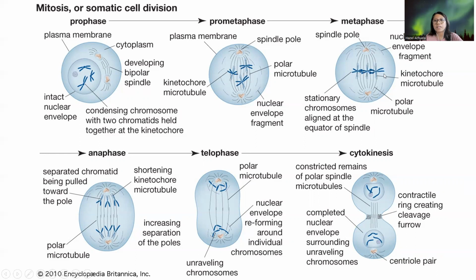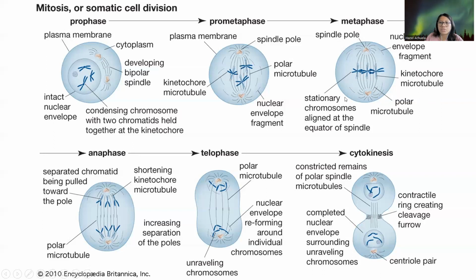So, ang very important lang na keyword na tatandaan natin sa metaphase is alignment. Alignment of the chromosomes at the metaphase plate or equatorial plate. Yan. So, they are perfectly aligned. Wala na tayong makikitang nuclear envelope. So, na-dissolve na or nag-disintegrate na.